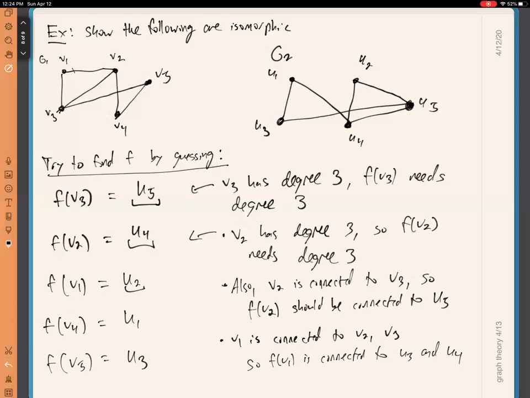Well, it's clear that this function is a bijection. You just want to double check that all the edge relationships are preserved, which you can do, and you can see that this is indeed an isomorphism between the two graphs. Great.